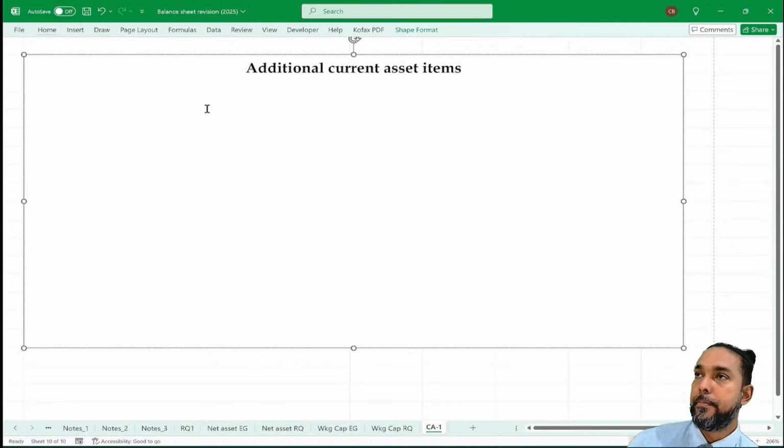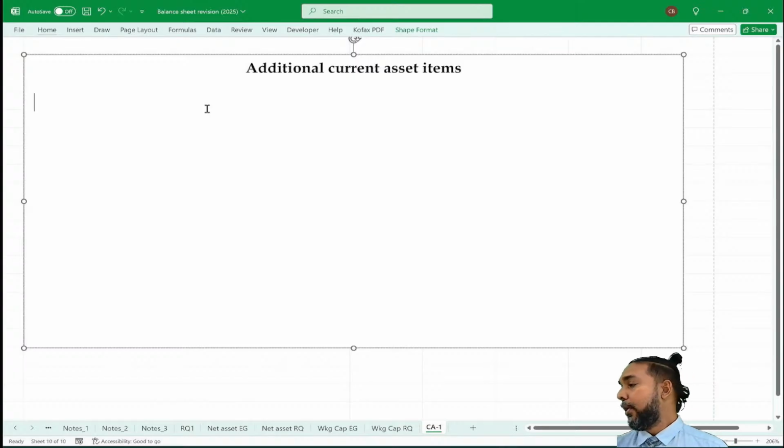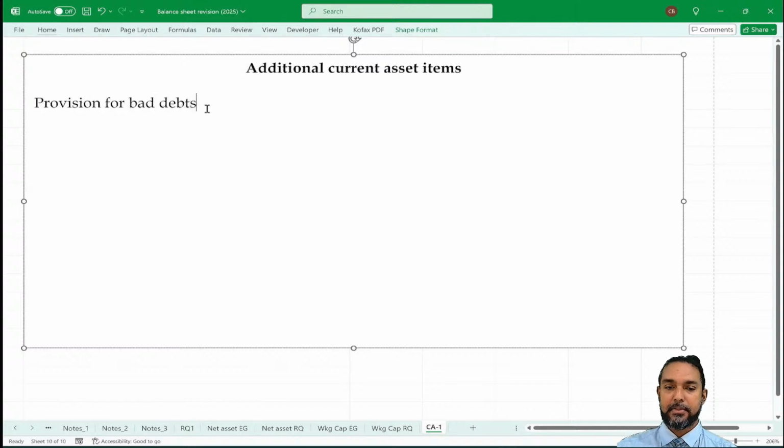Okay, so apart from your inventory, your receivables, the cash at bank and cash in hand, we have a few more items that go in the current asset section ever so often, right? So one is the provision for bad debts, which is more correctly called the allowance for doubtful debts, right? I'm going to give notes on each of these things.